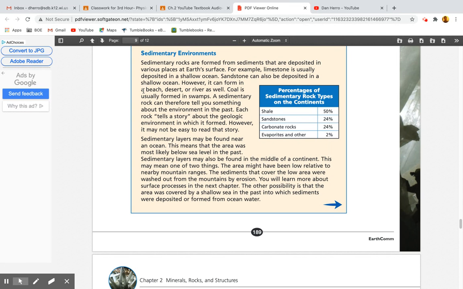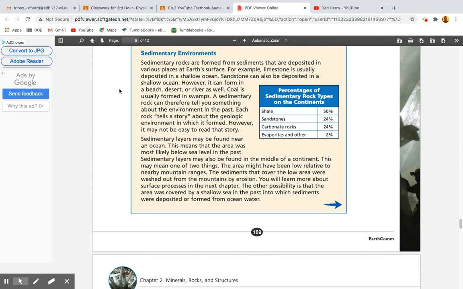Sandstone can also be deposited in a shallow ocean. That's also why we have a lot of gravel pits and sand pits around here, a lot of quarries, where they're able to pull sand from and sell it. However, it can form in a beach, desert, or river as well.